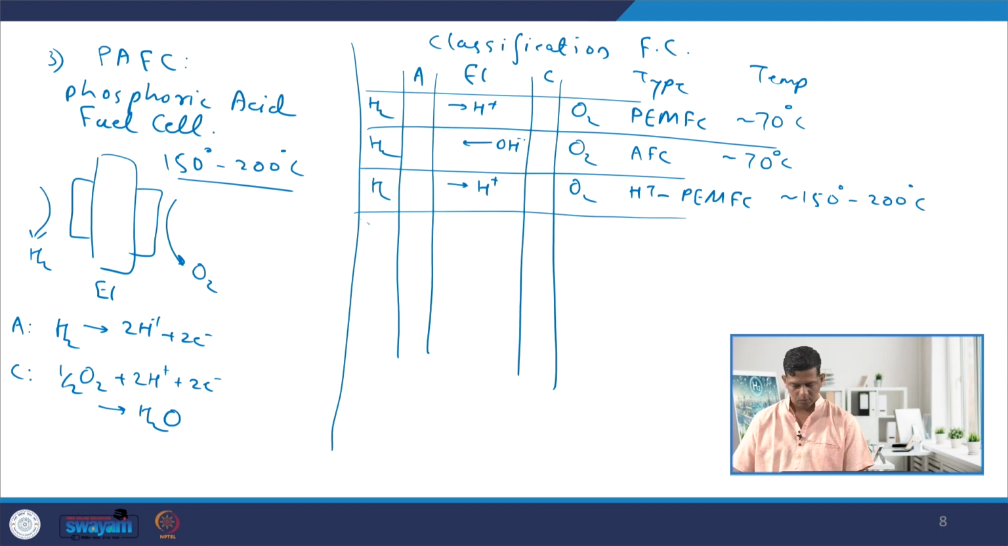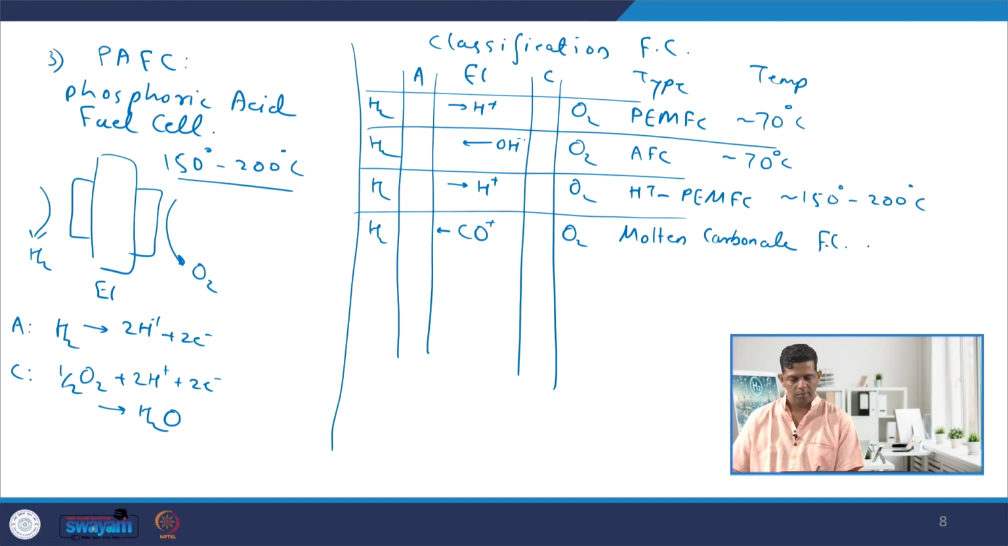Then we have the molten carbonate fuel cell, wherein we have CO3 2- shuttling between H2 and O2. This is called the molten carbonate fuel cell, which typically operates at around 650 degrees Celsius.